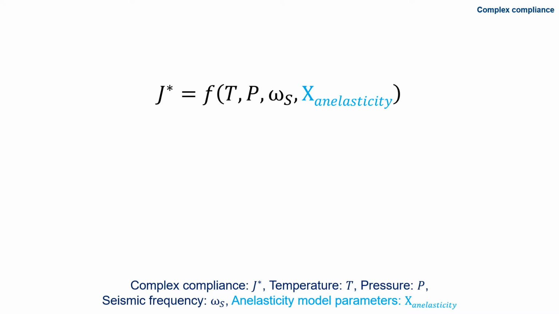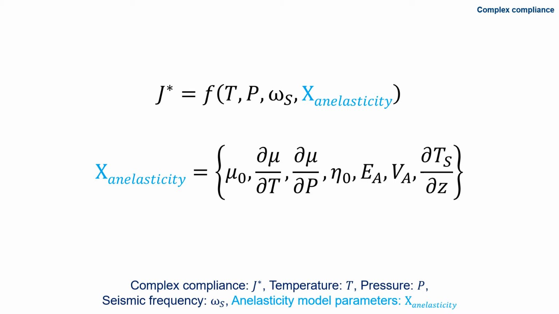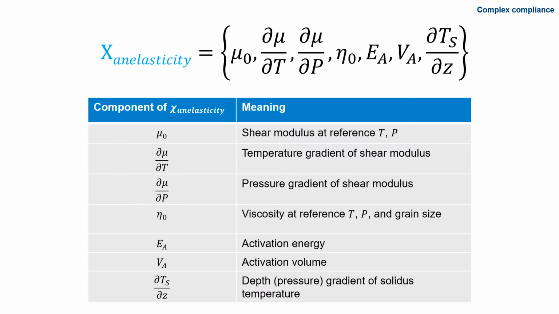The complex compliance is a function of temperature, pressure, seismic frequency and a set of anelasticity parameters in the Yamauchi and Takei parameterisation. The anelasticity parameters are sevenfold. The shear modulus at reference temperature and pressure and its temperature and pressure derivatives, a reference viscosity, activation energy, activation volume, and the depth dependence of the solidus temperature.